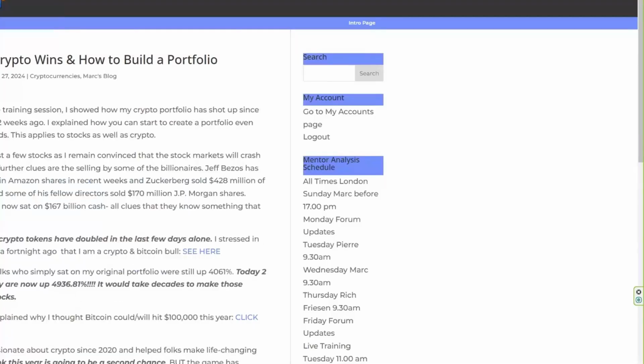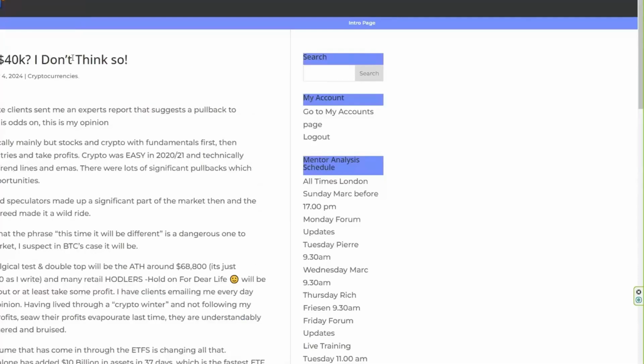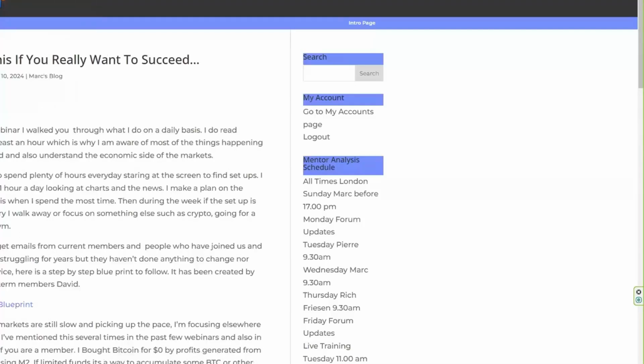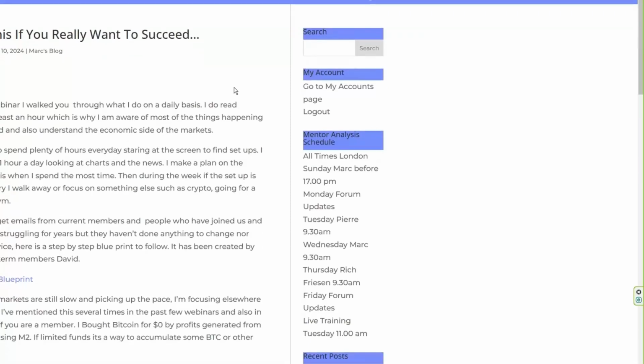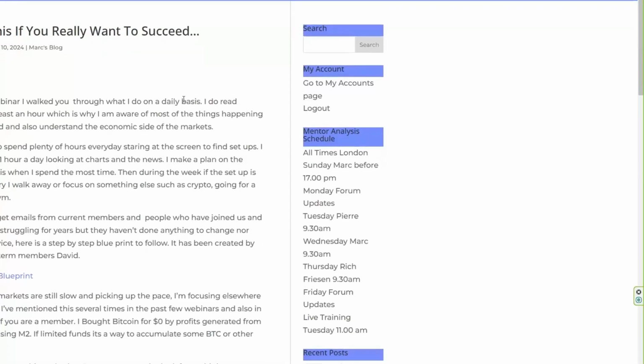Big crypto wins in the portfolio, Bitcoin to 40K. So in March, the doomsayers, the experts, were saying Bitcoin was going to pull back to 40K. I didn't think so. I think it was at 60 at the time, and I explained my reason. I also explained how the big boys try to scare you into selling your positions. And then here in April, I talked about what I do on a daily basis if you really want to succeed. And I cover this lots of times in these sessions as well.